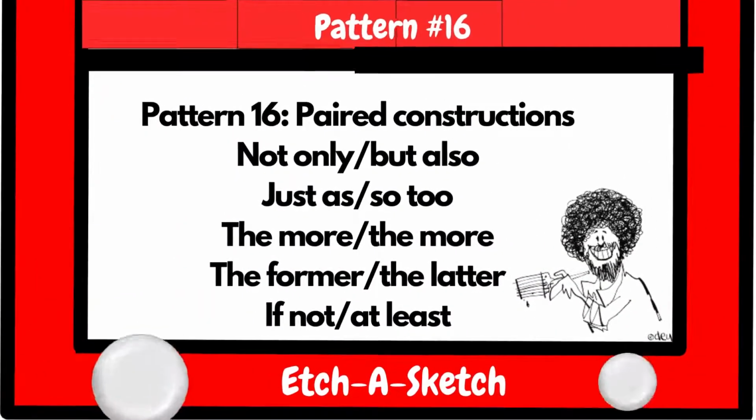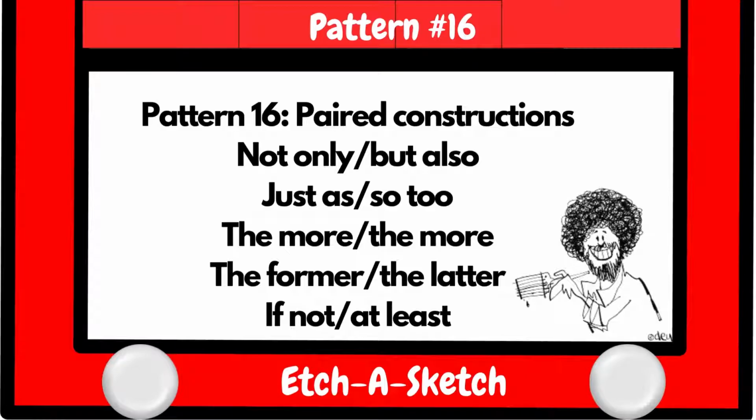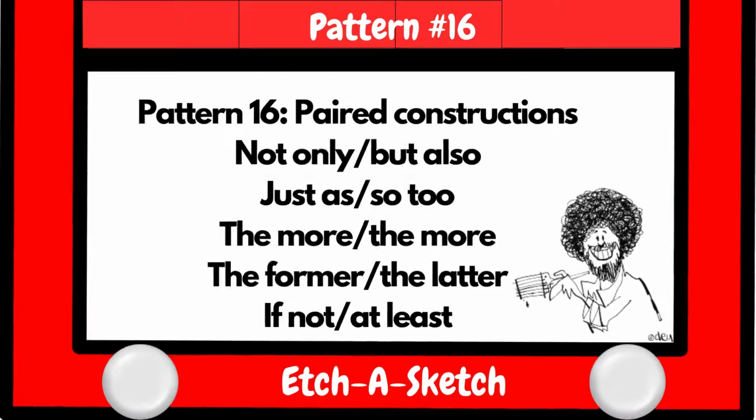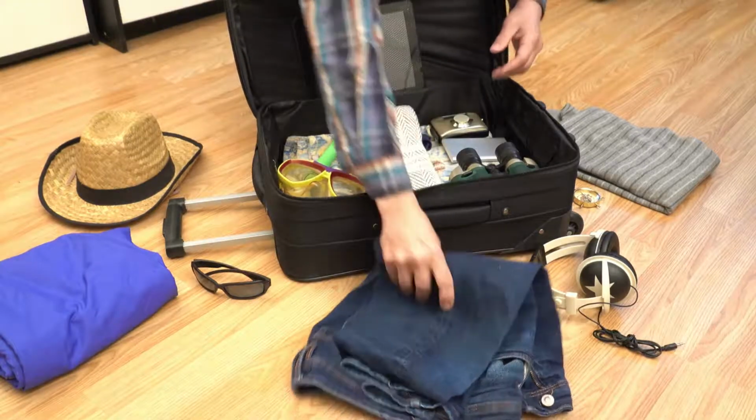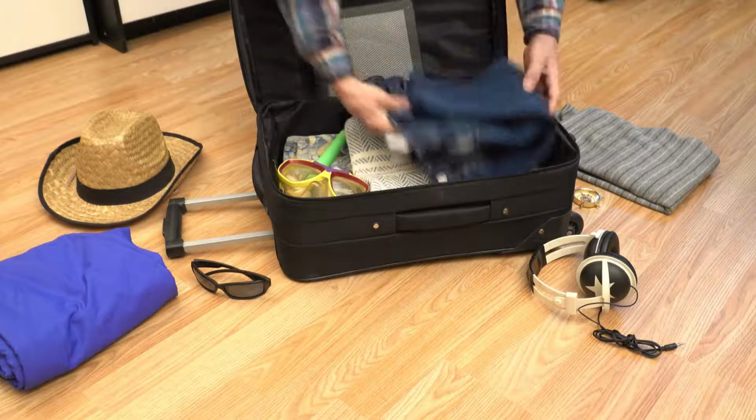So pattern 16 is what is known as a paired construction. And oftentimes in parlance, we make combos like not only, but also; just as, so too; the more; the former, the latter; if not, at least. So those are some of the common pairs that we use to construct sentences. So let's unpack that, and I'll give you 5 examples here.